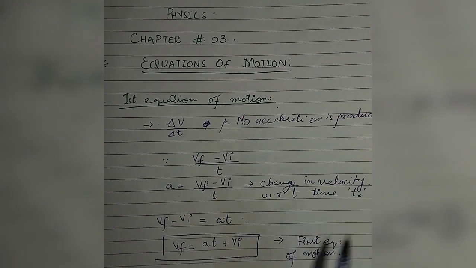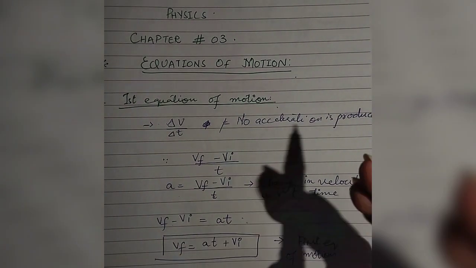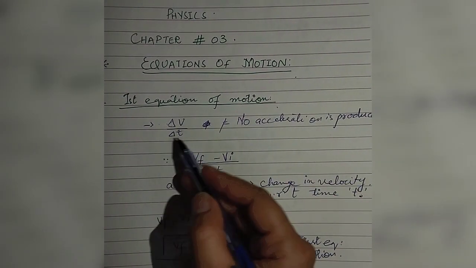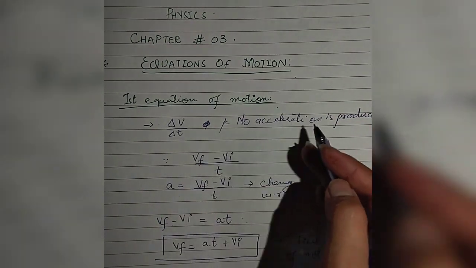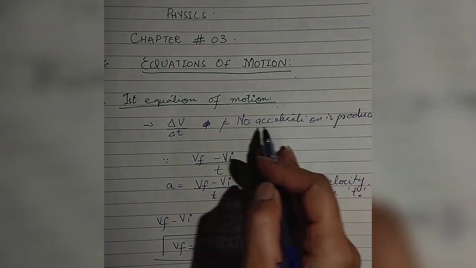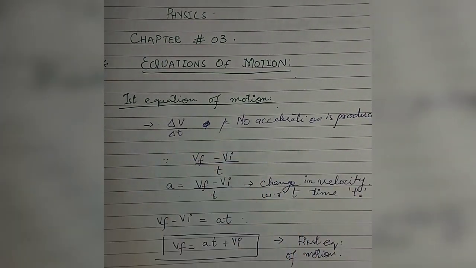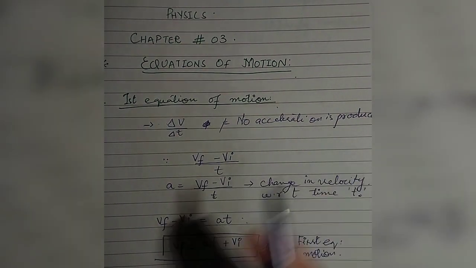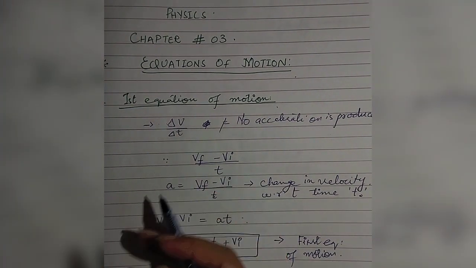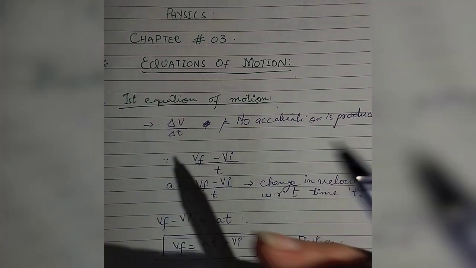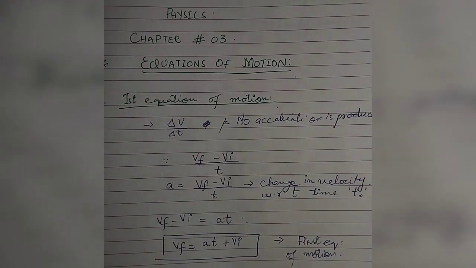The first equation of motion starts from the fact that a body is moving with uniform acceleration. Whenever I use the words uniform acceleration, this means a body is moving in a sense that its velocity increases or decreases in equal intervals of time. At that time, the acceleration will always be uniform.